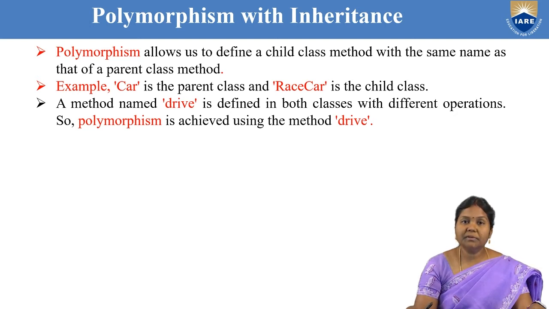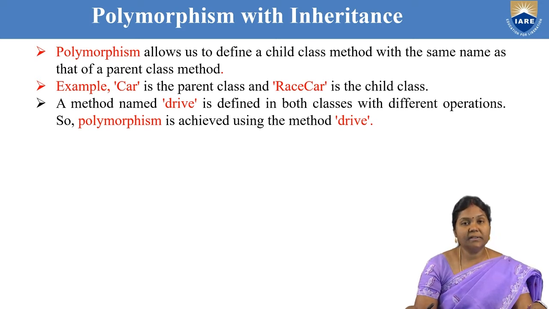Now, the polymorphism concept can also be used with inheritance. Polymorphism allows us to define a child class method with the same name as that of the parent class method. So, you can use the concept of inheritance and access it. For example, car is a parent class and race car is the child class. Now, you have a method called drive, which is defined in both the classes for different operations.